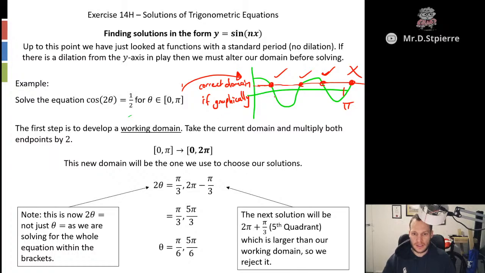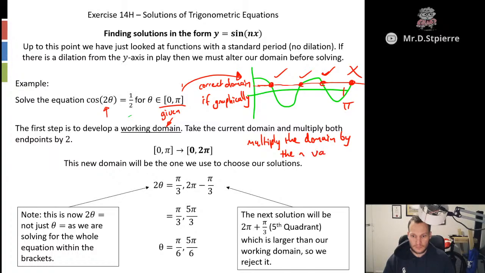But if you don't have access to your CAS, or you're going about it algebraically, we need to consider this 2 is having an impact. So we have to change what we call our given domain to a working domain when working algebraically. Now the way you do it is multiply the domain by the n value.